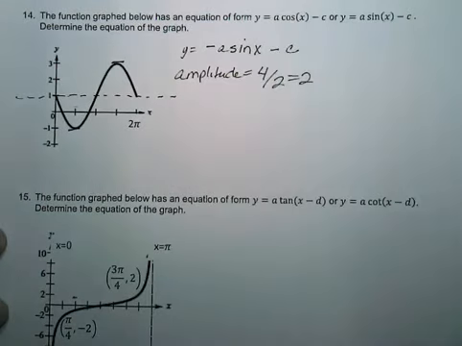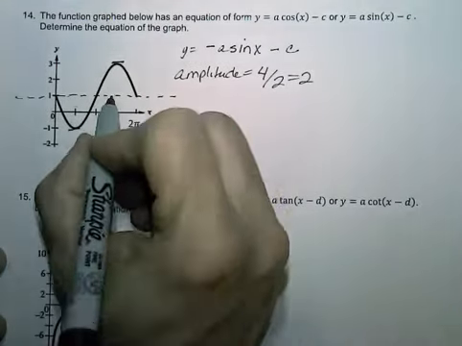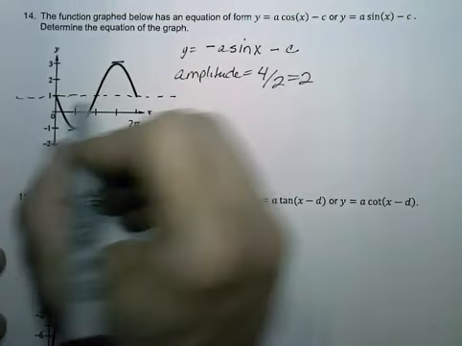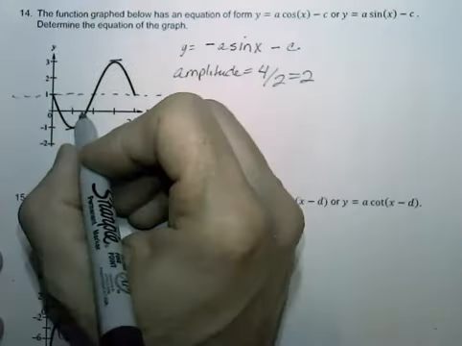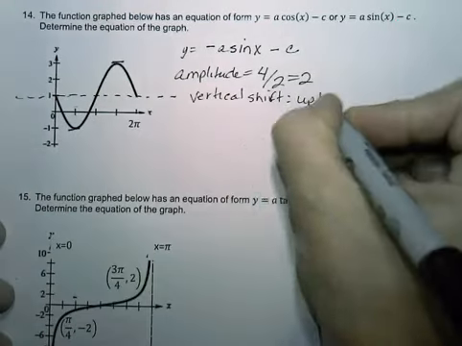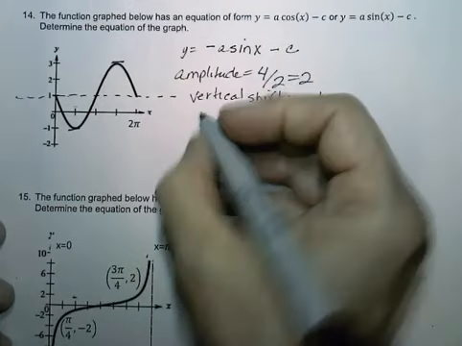And then the last thing I want to look at is what's happening with the vertical shift. Since my middle is up here, normally my middle would be at the x-axis, so that's actually shifted up by 1. So that means my vertical shift is up 1 unit, which would make this a +1 on the end. That gives me my entire function. I've got the negative, my A is 2, and then sine of x and a +1.